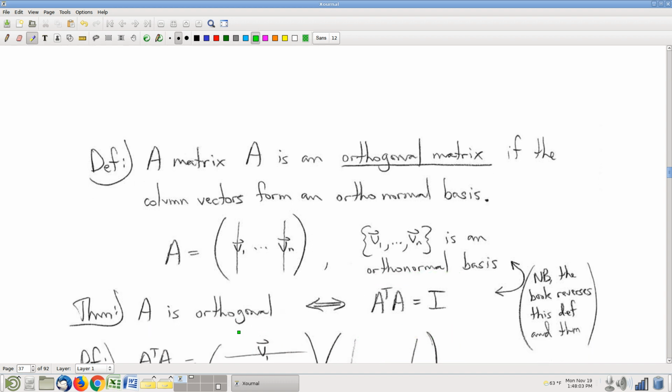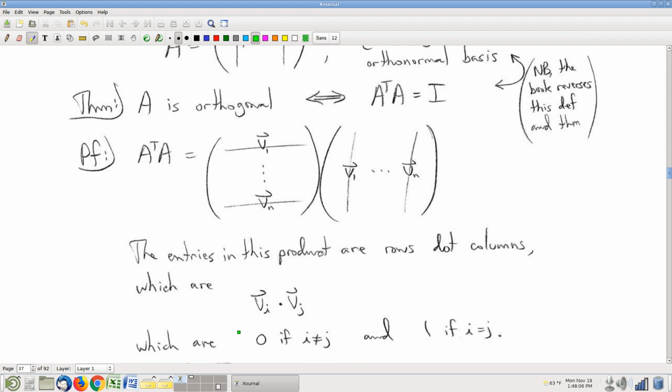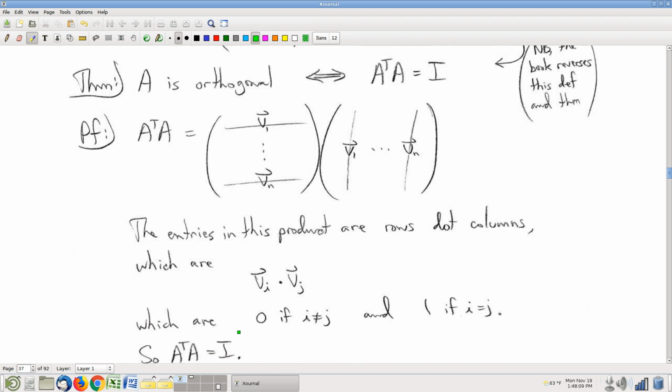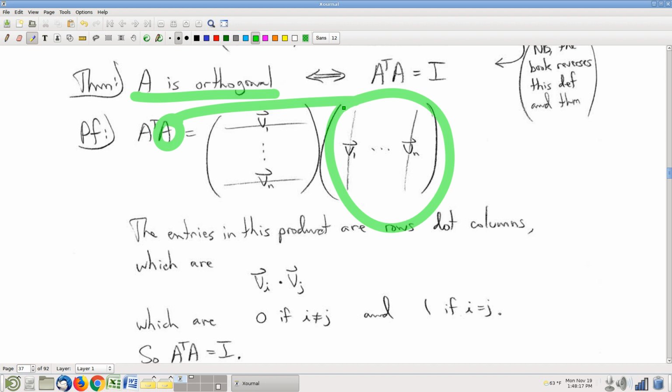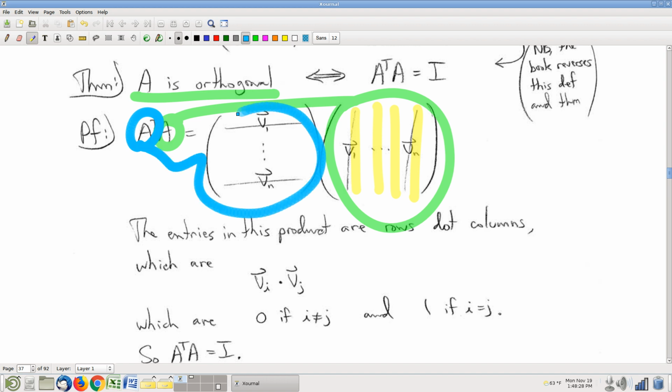So here's the argument as to why this is true. It's ultimately a very straightforward argument. Let's just write down A transpose A. Keep in mind A is orthogonal, so A has a bunch of column vectors that make an orthonormal basis. Now what is A transpose? Well, A transpose is going to look just like that except transposed, so those same column vectors are now row vectors, same orthonormal basis. So there's A transpose A.